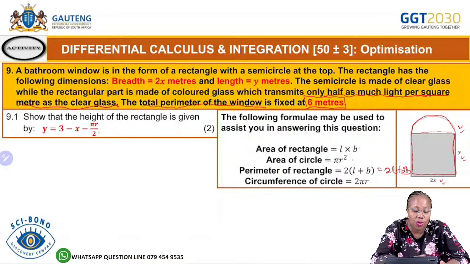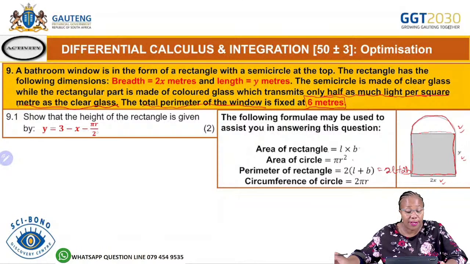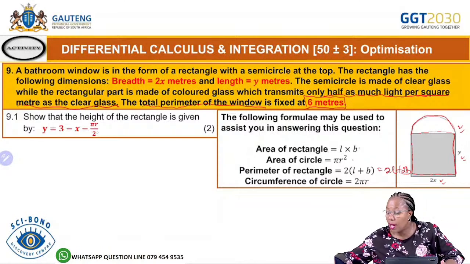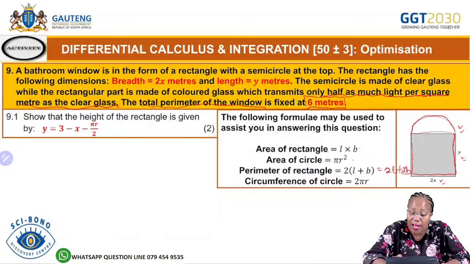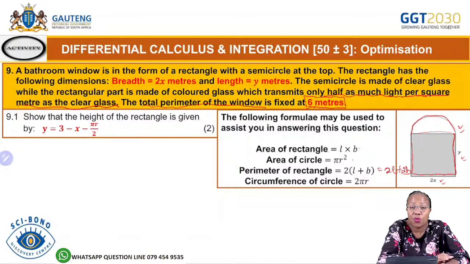Okay. The first question states that show that the height of the rectangle is given by y is equal to that one. The height of the rectangle is given by that particular formula. Remember now, the only thing that is given to us is the perimeter, which is 6 meters. So we are going to rely on the perimeter formula in order to end up with that y.